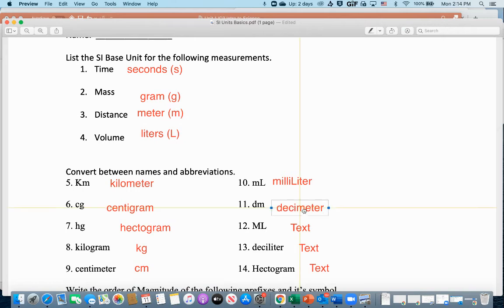Write that out right there. Move that up a little bit. Okay, next one. This is a capital M. We have to be very careful on this.